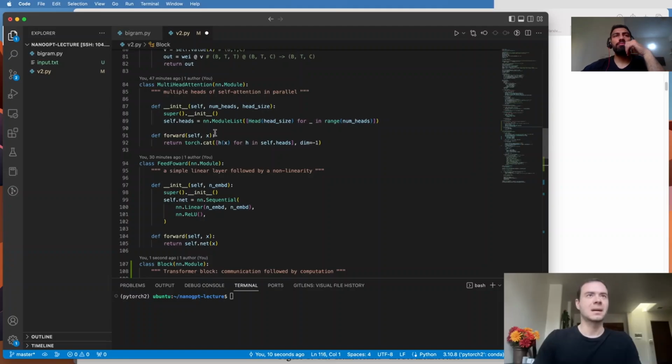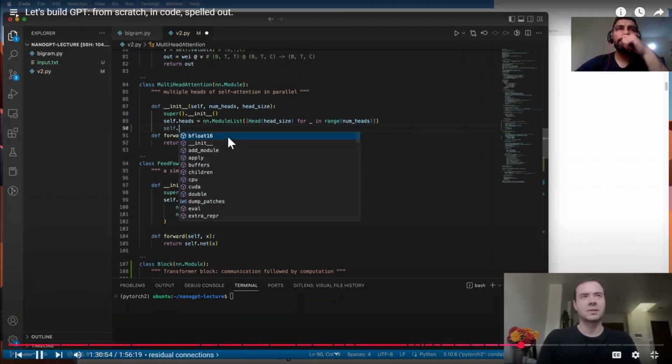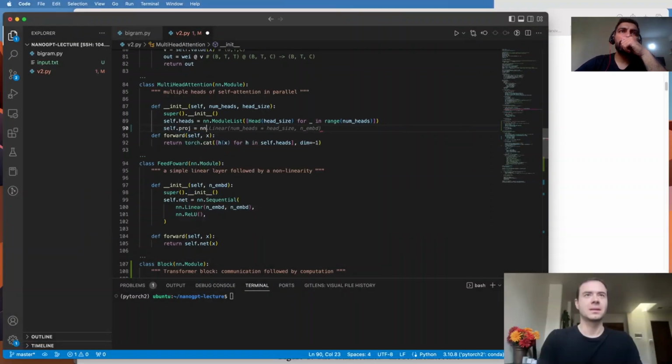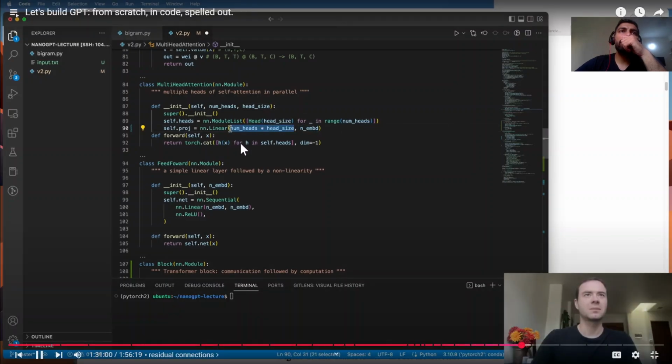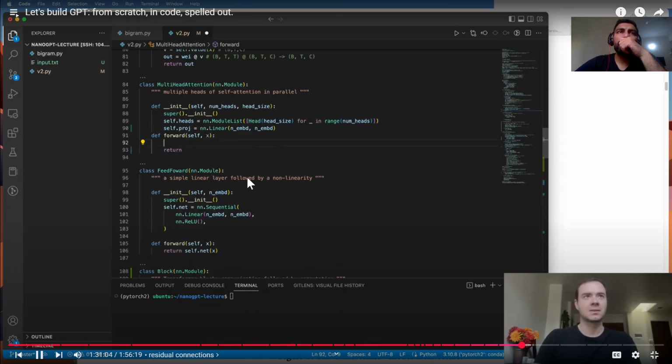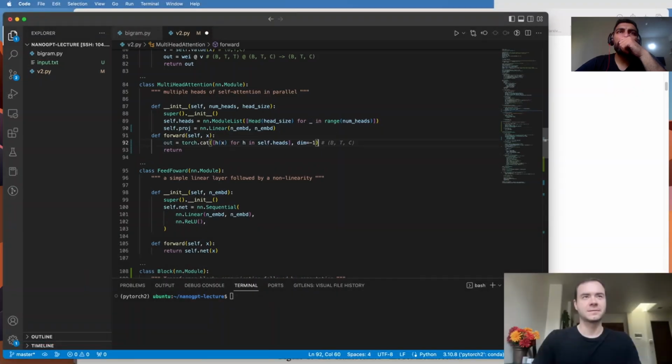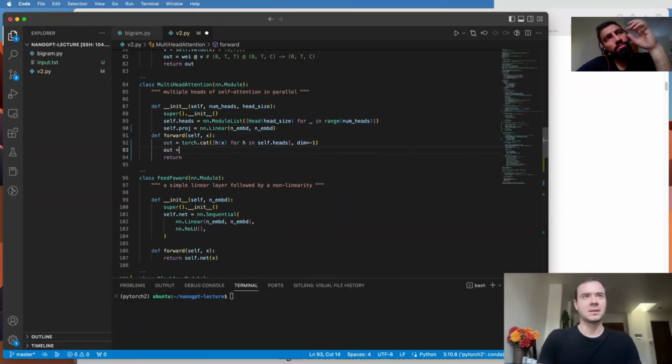And then swinging back up here, we also have to introduce this projection. So nn.Linear, and this is going to be from after we concatenate, the size n_embd. So this is the output of the self-attention itself, but then we actually want to apply the projection.